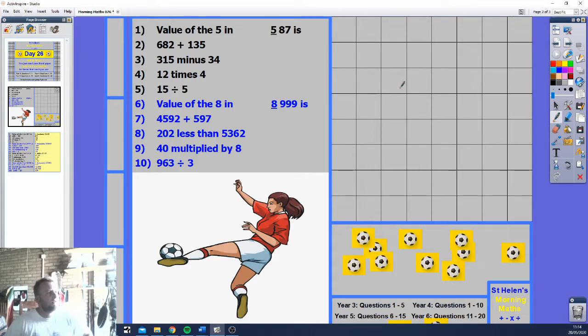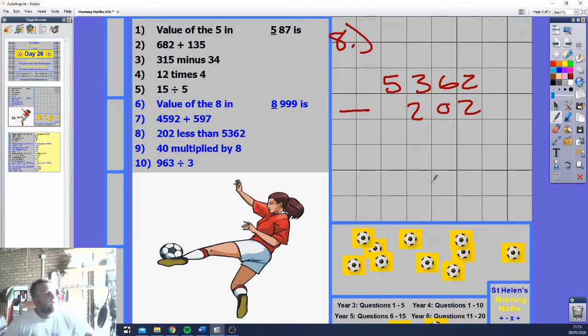All right, we move on to the next question. 202 less than 5362. So less than is a subtraction. It's less than that amount. So you've got that amount, it's that much less. Don't put 202 at the top because it's not the larger number. 5362 needs to be up at the top, and then you've got 202 at the bottom. And then we can just do our simple subtraction calculation. I haven't put the numbers up again.